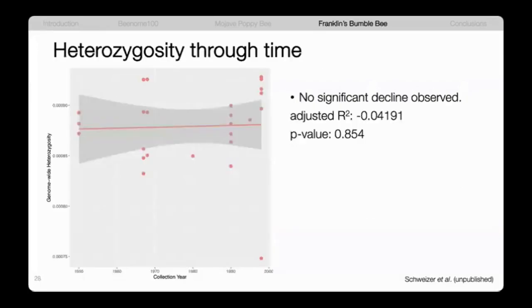And then finally, to get at our third question, we examined the relationship between genome-wide heterozygosity and collection year. So we had expected to see a decline in heterozygosity associated with the decline of population numbers. However, we found no significant decline.